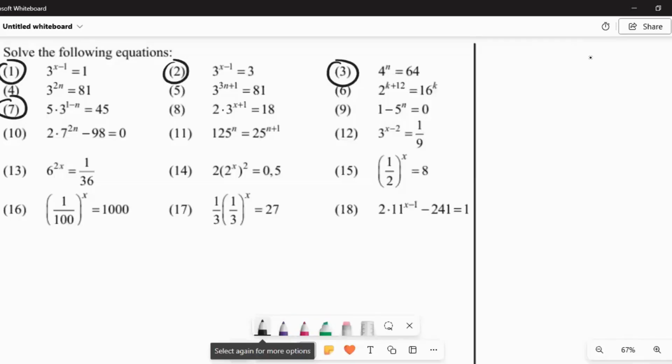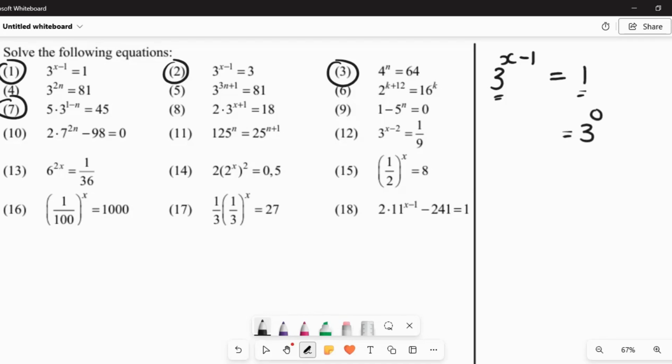Now, for the first one, we are given 3 with exponent of x minus 1 is equal to 1. Our intention is that we need to have the same bases. If our base this side is 3, our base that side should also be 3, right? Whenever we have a term of 1, we can write it as 3 with an exponent of 0, right? Everything to an exponent of 0 gives us a 1.